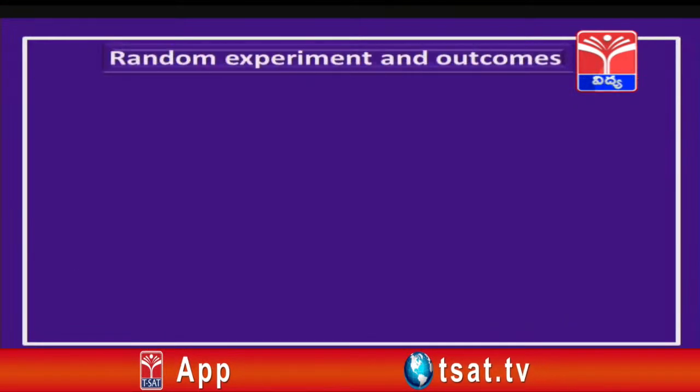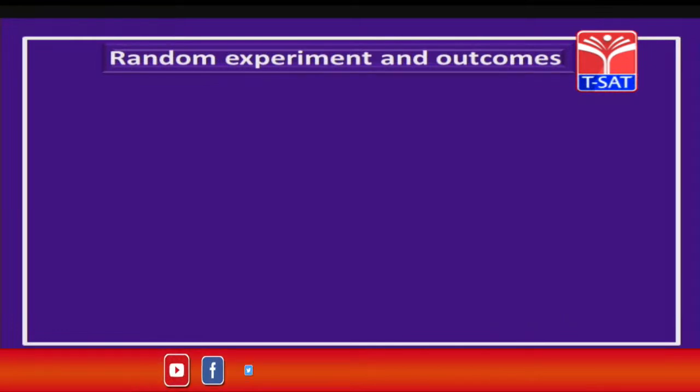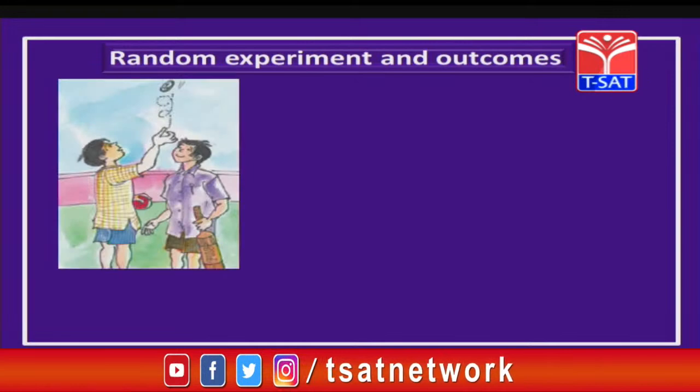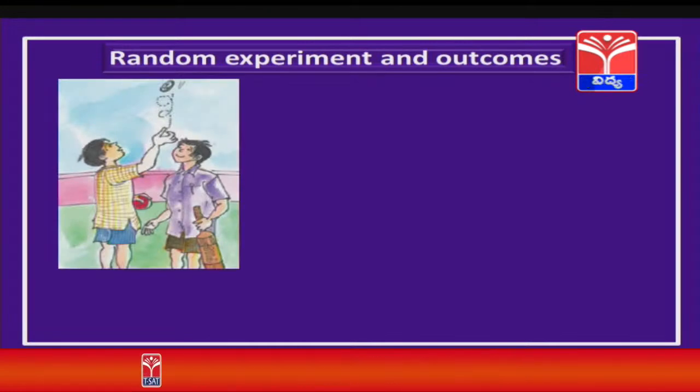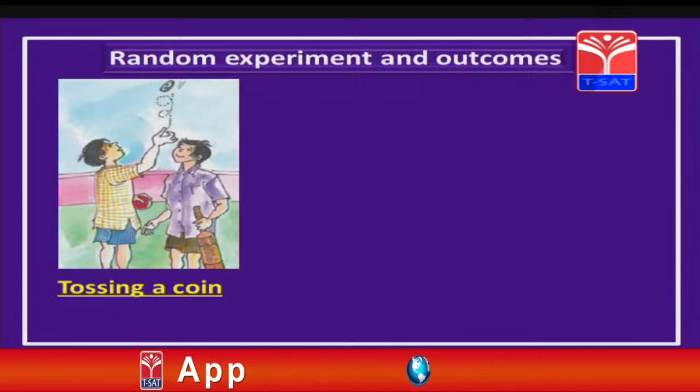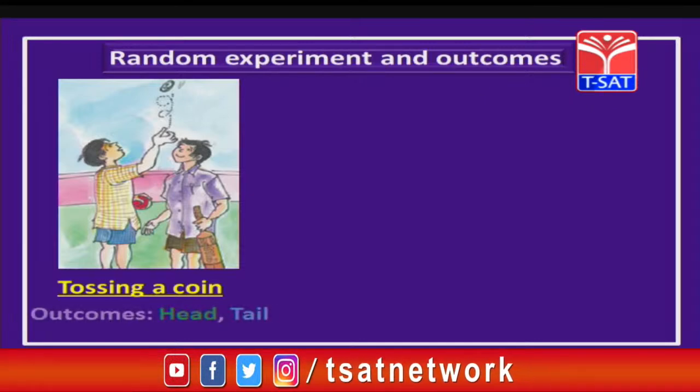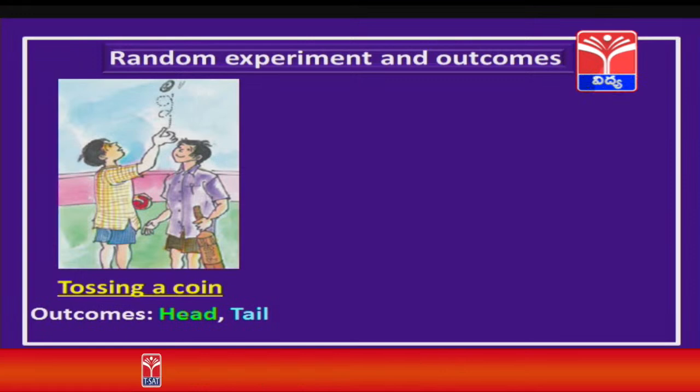Now, let us try to understand the terms random experiment and outcomes, children. Here, what do you notice on your screen, children? Yes, here 2 boys are tossing a coin. You might have done this many times, right, children? Maybe when you are playing a cricket match or some other games, generally you do toss a coin, right. So, what are the outcomes you are going to get? Yes, you may get a head or you may get a tail. These are only 2 possible outcomes, isn't it, children? Whenever you toss a coin, you just get either a head or a tail.